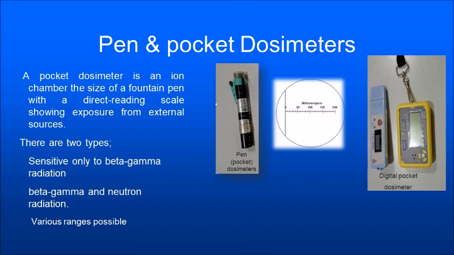These are quite useful if you're going to have any planned operation, like in case the source is stuck in your cobalt unit and somebody has to go and release the patient and push it in. Immediately they can wear this and go and do it, and you will know exactly how much dose they received immediately after that operation. You don't need to wait for the agency to send you the doses.